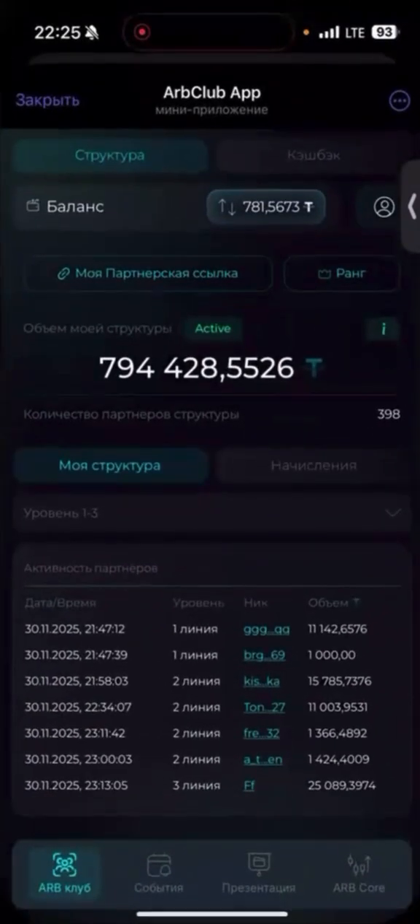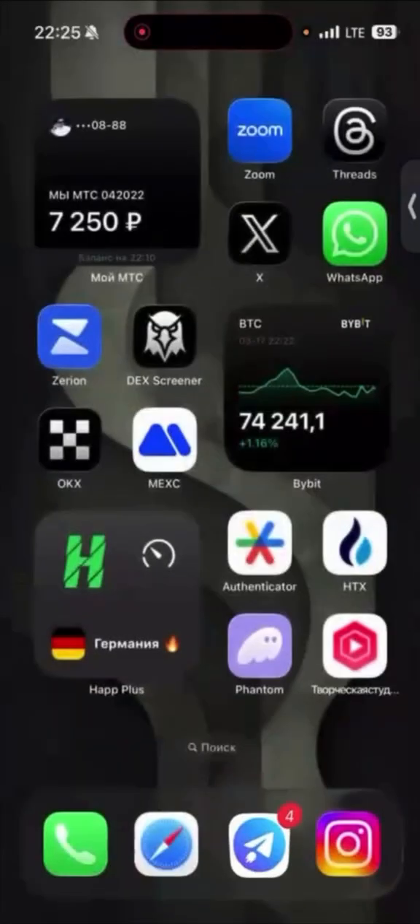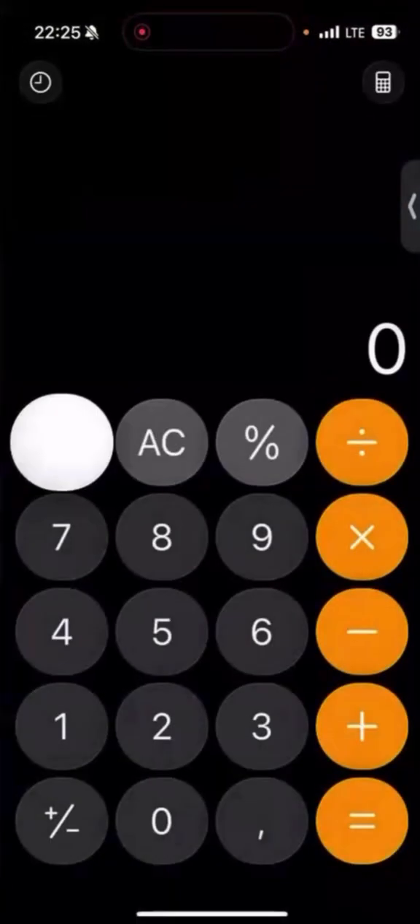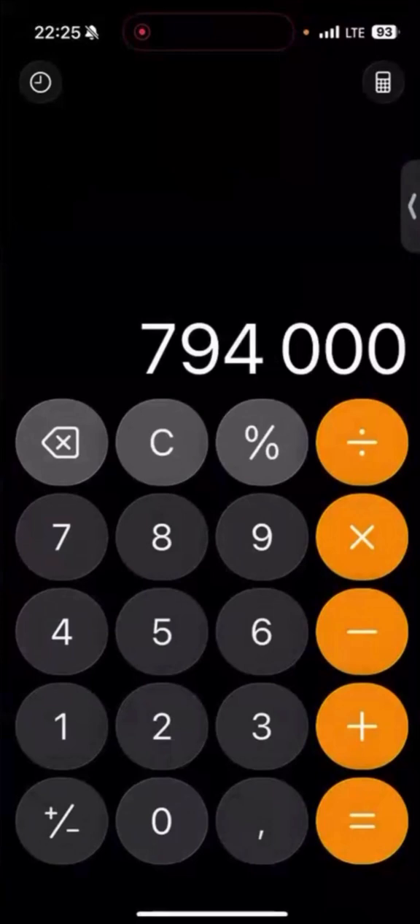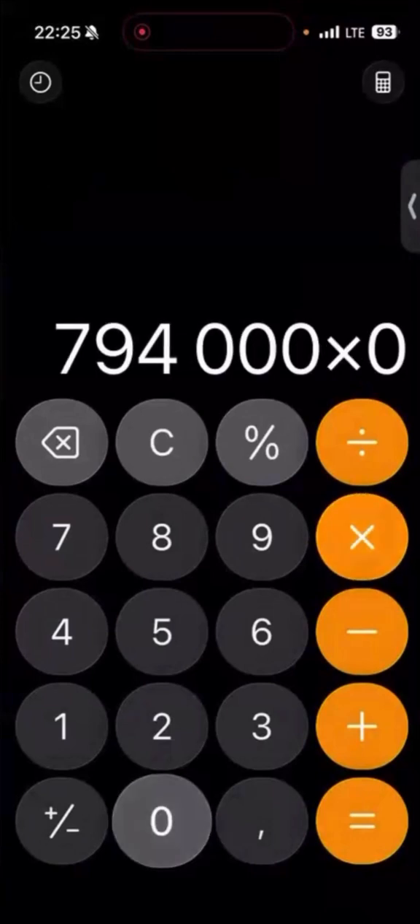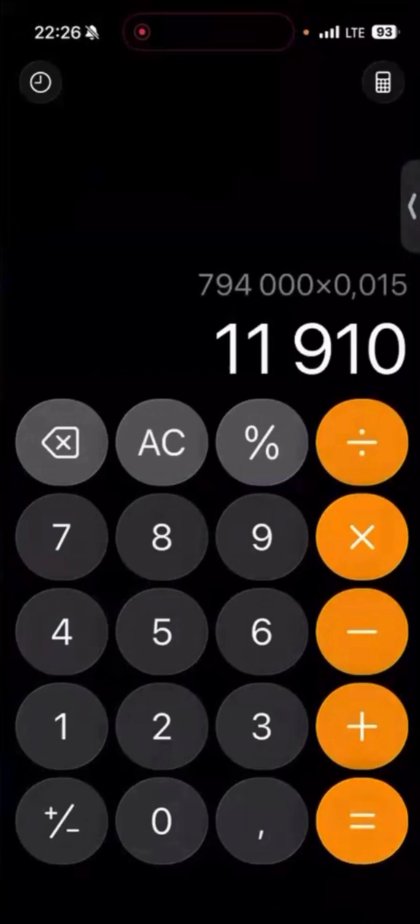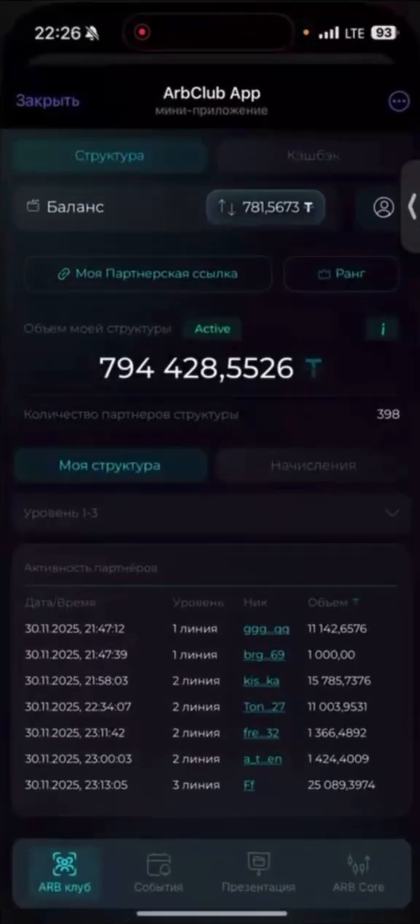Let's now go back to the RB Club app. There are only 3 types of bonus. The first is 5%, the second is income from income, which is 10% of your partner's earnings. Let me now show you in simple language using my example. My current total volume of the structure is $794,000. Let the average profit per day be 1.5%, we multiply this amount by 1.5 and it turns out that my partners are 398 people.